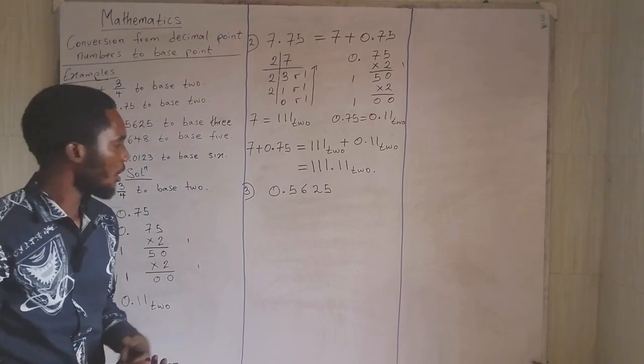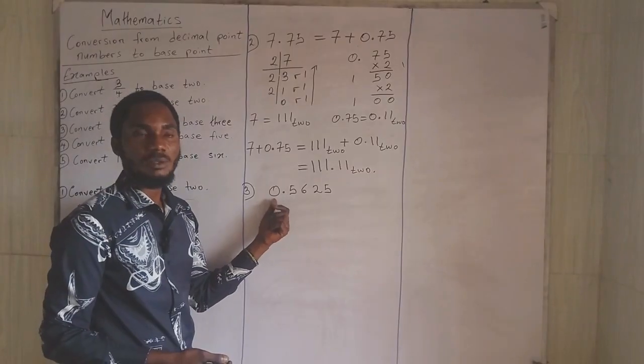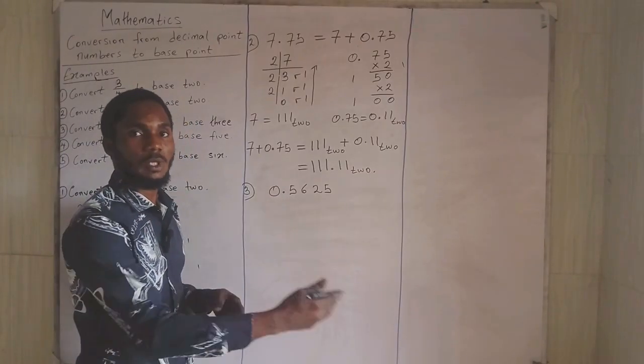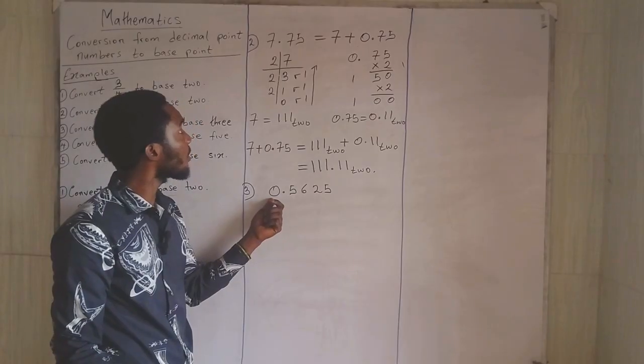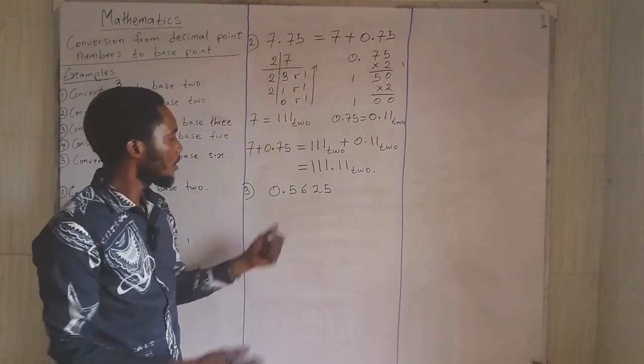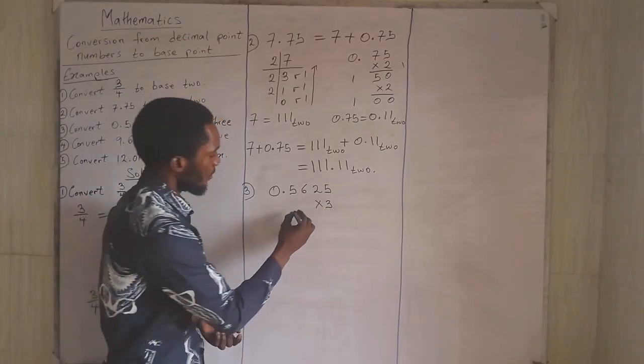What are we going to do? We will multiply this. Look at the integer here. The integer is 0, so we don't have to separate. If the integer is greater than 0, we can separate. For example, if the integer is 7, we have to separate, and we have to use plus. So we multiply by 3 because we want to convert this to base 3.